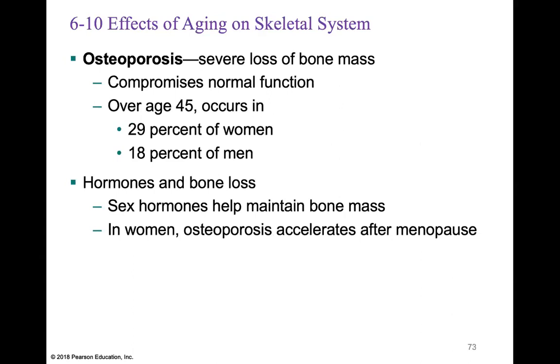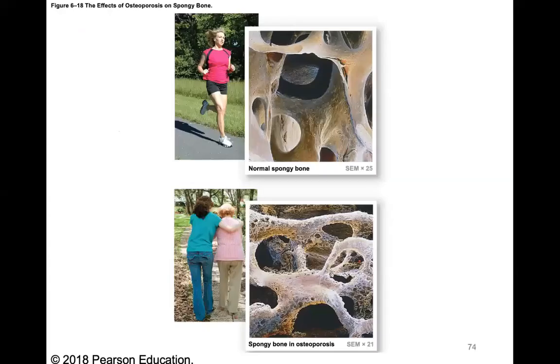Osteoporosis is a severe loss of bone mass. It compromises normal function. It's typically seen over the age of 45. 29% of women will experience osteoporosis, 18% of men. Hormones and bone loss are really at play here. In women, osteoporosis accelerates after menopause. This is showing you normal spongy bone and here is osteoporotic spongy bone. You're really losing that bone mass, mainly because you have very high osteoclast activity.